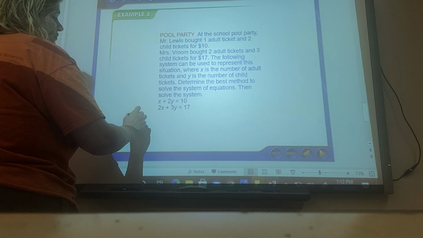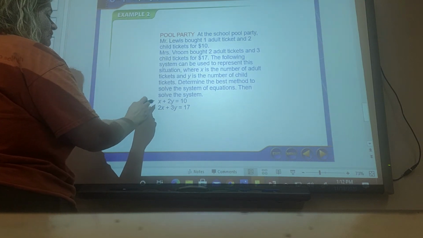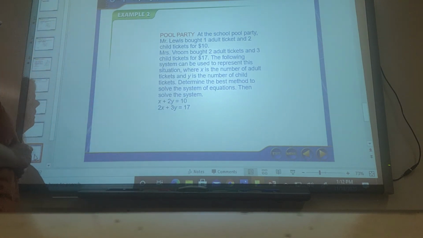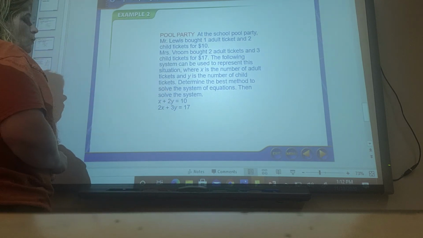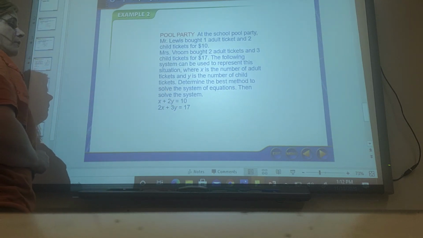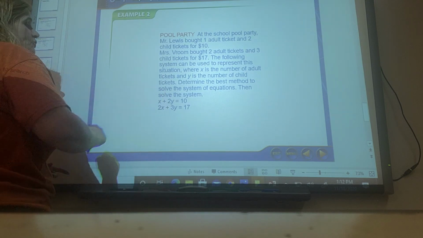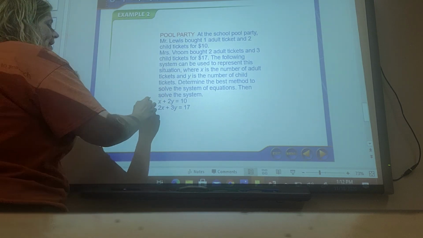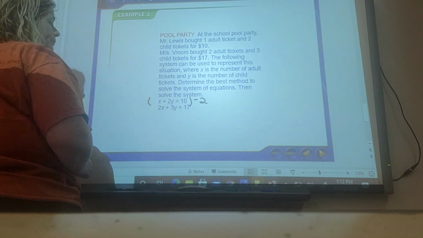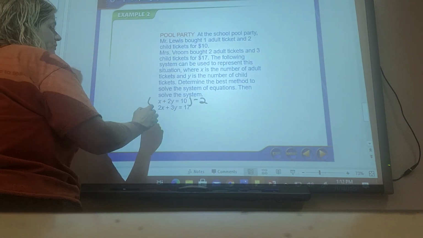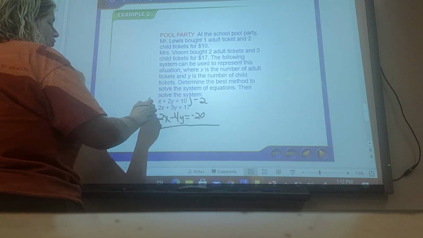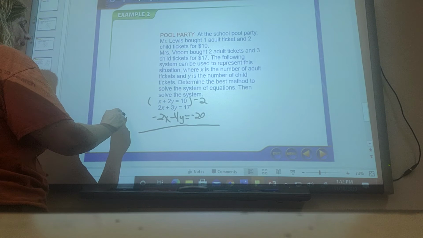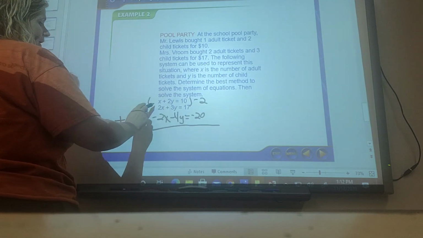Okay, so I'm looking at these two, and because X is by itself, we could multiply the top by -2 and use elimination, or we could set this equal to X and solve for it, and substitute that in for X to find Y. Let's just go ahead and multiply by -2 on the top. I'm going to put this below. So -2x minus 4y equals -20. The 2 and the 2 want the opposite signs. Opposite, we add. We got rid of the x's.